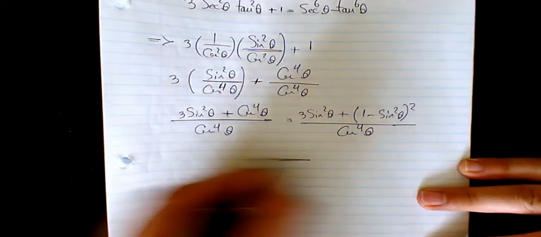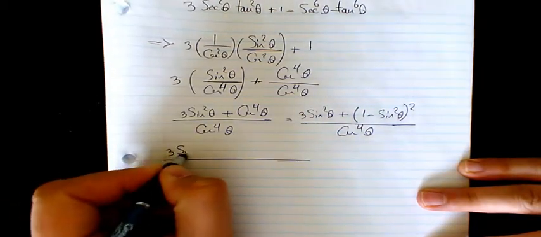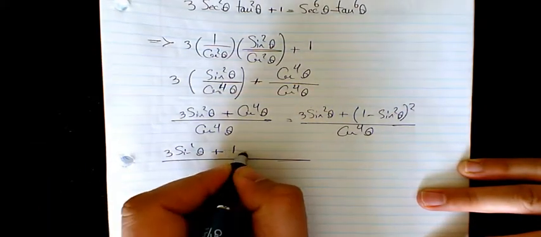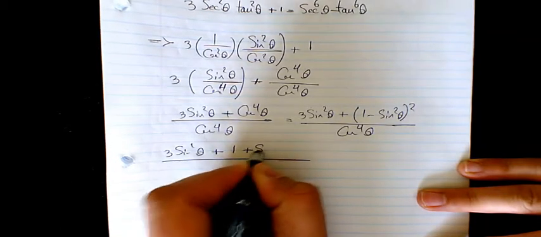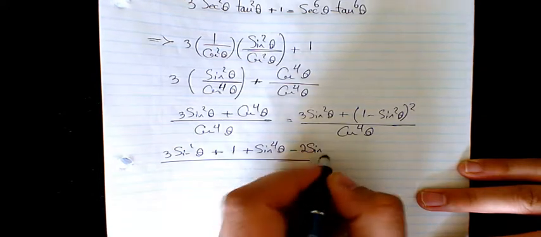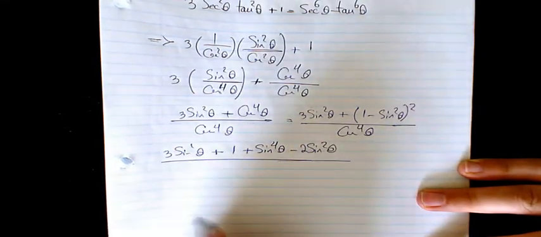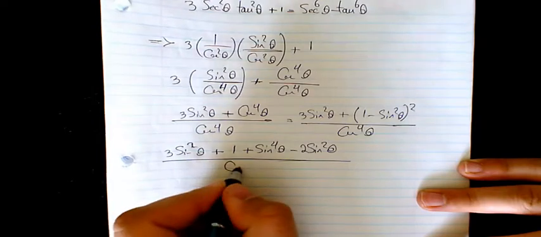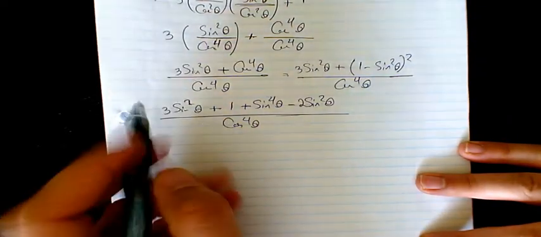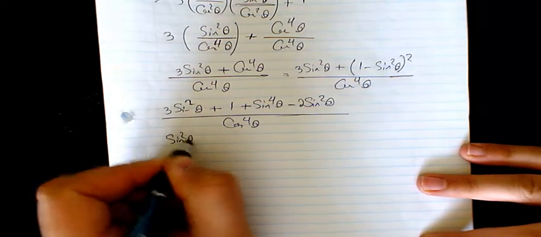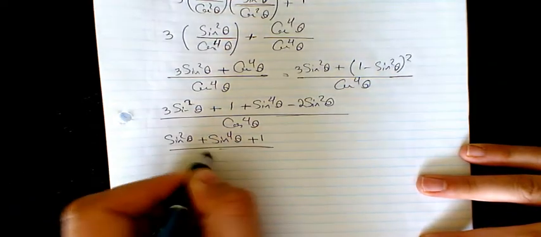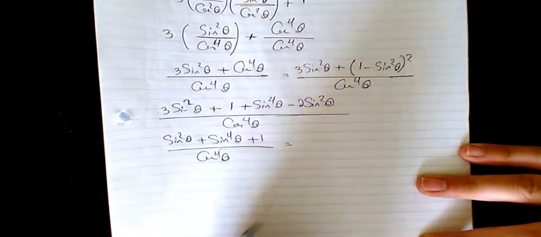Then I will have 3 sine squared theta plus, here I have 1 plus sine to the power of 4 theta minus 2 sine to the power of 2 theta divided by cosine to the power of 4 theta. Then we cancel these two. It will be just sine squared theta plus sine to the power of 4 theta plus 1 divided by cosine to the power of 4 theta.